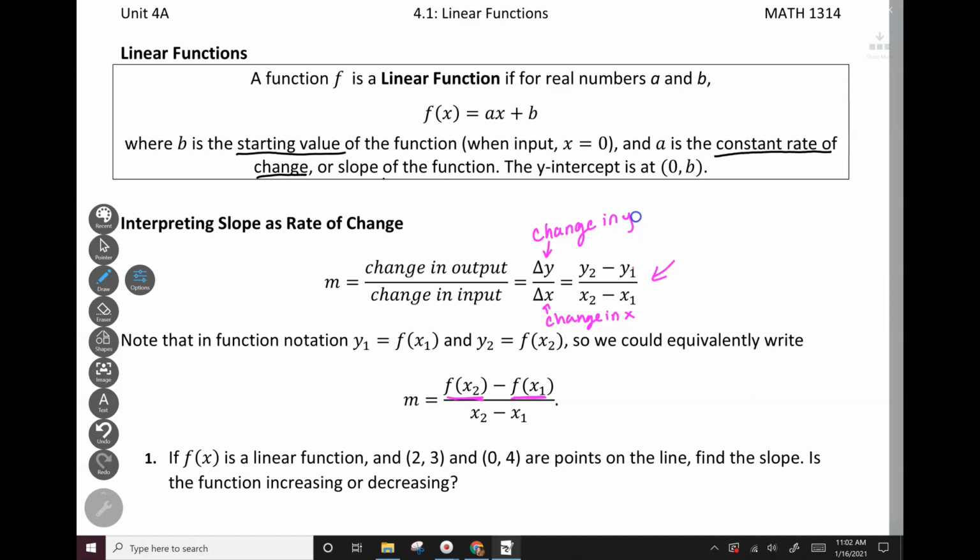So basically, if you're given those two y values, cool, y2 minus y1 over x2 minus x1. If you have the function, you may need to find those two values, and that would be f of x2 and f of x1. When you input an x value, you get out the y value, and that is f of x2, f of x1.